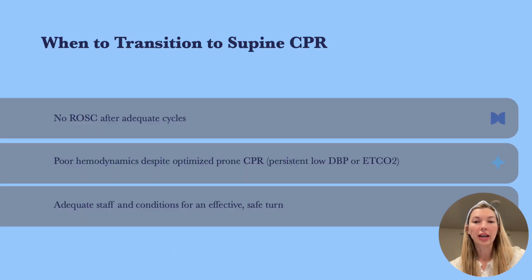While prone CPR can be effective, there are situations where transitioning to supine is necessary. This should be considered if hemodynamics remain poor despite optimized prone compressions, such as persistently low end-tidal CO2 or diastolic blood pressures, or if there is no return of spontaneous circulation after adequate cycles. If sufficient staff and conditions are favorable to safely turn the patient without significant interruption, transitioning to supine CPR is appropriate.